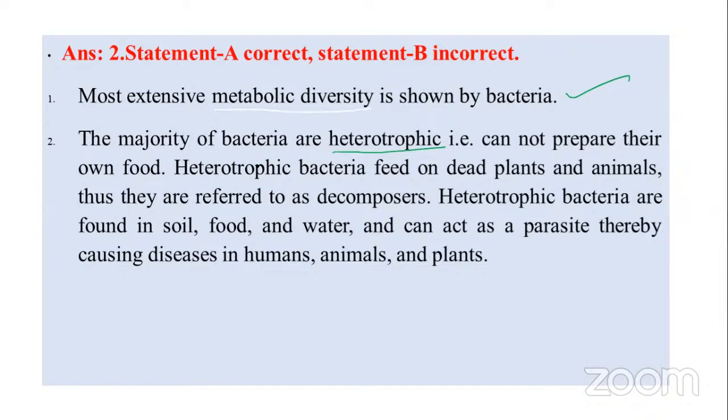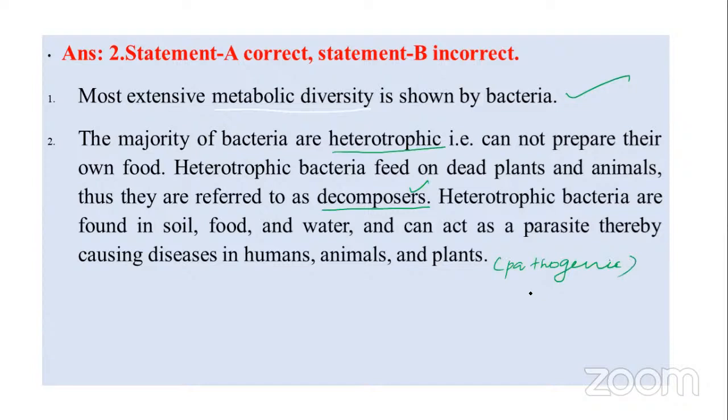If you want more information, heterotrophic bacteria feed on dead plants and animals. Thus they are referred to as decomposers. Heterotrophic bacteria are found in soil, food and water, and can act as parasites, thereby causing diseases in humans, animals and plants. That is called a pathogen. Okay, pathogenicity.